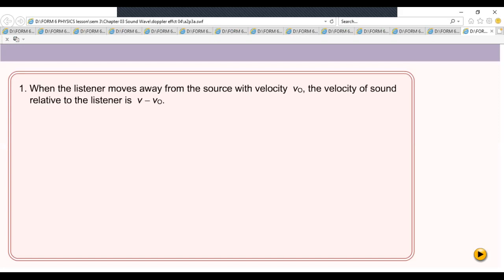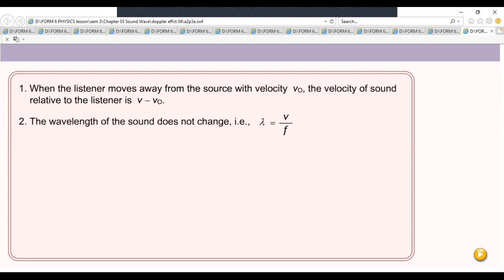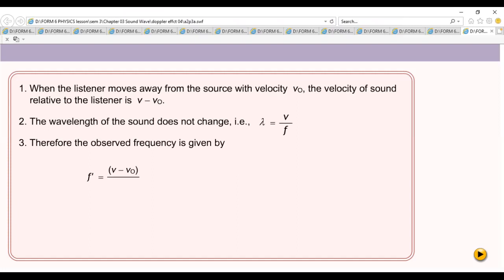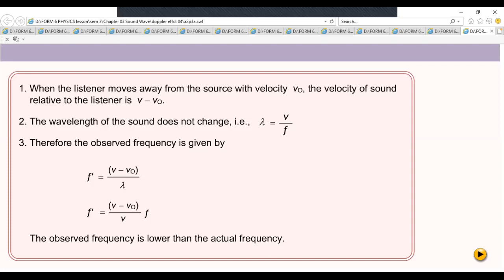When the listener moves away from the source with velocity v0, the velocity of sound relative to the listener is v minus v0. The wavelength of the sound does not change, where lambda is equal to v over f. Therefore, the observed frequency f prime equals (v minus v0) over lambda, which is (v minus v0) over v times f. The observed frequency is lower than the actual frequency. So when the listener moves away from the source, the observed frequency will be lower than the actual frequency.